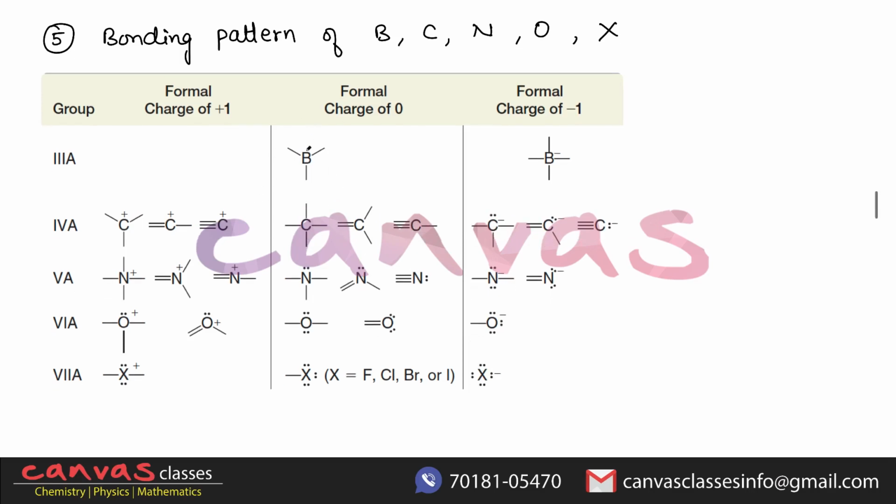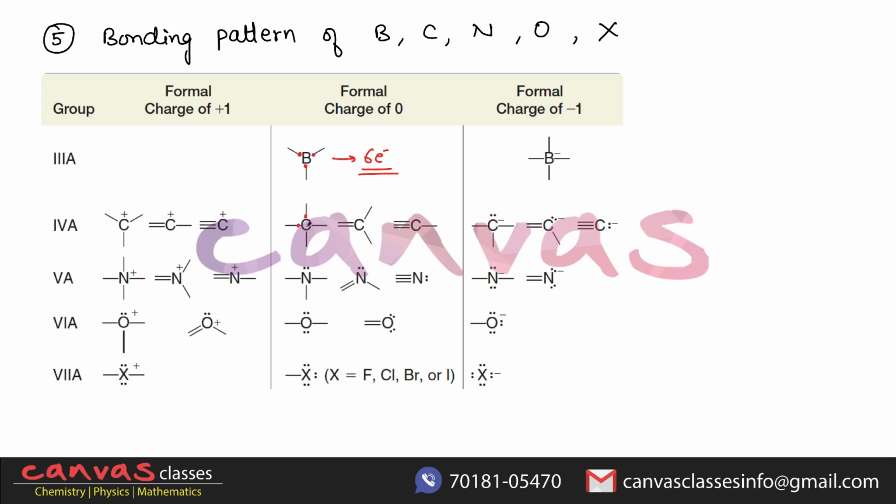Now, I'll start with boron. So boron has 3 valence electrons. So let's use all 3 for bonding. From 3 valence electrons, it can form a maximum of 3 sigma bonds. That gives it 6 electrons. Still the octet is not complete. Right? Then we go to carbon.